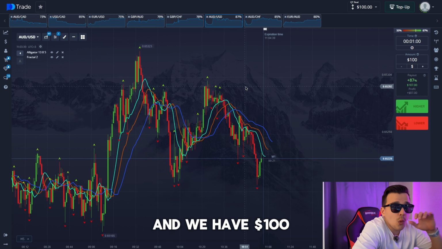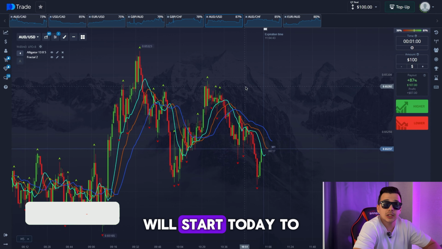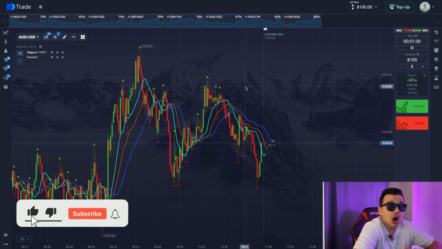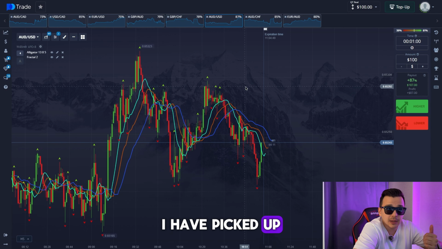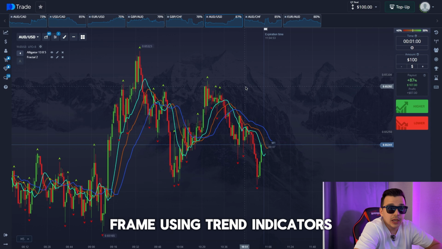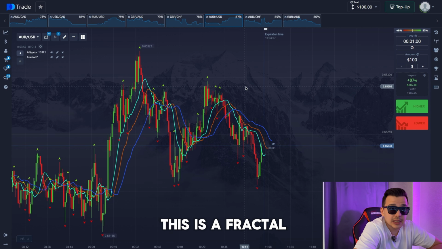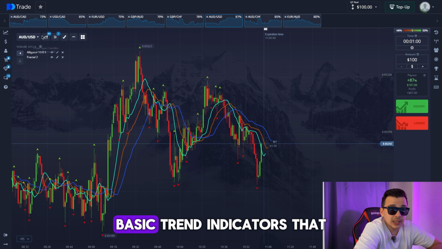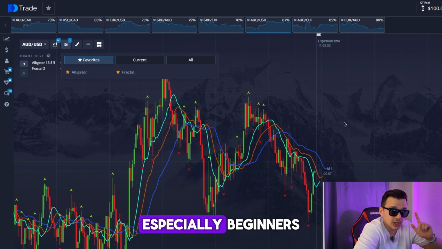And we have $100 on our balance. Exactly from this amount we'll start today to accelerate our deposit. All currency pairs with the most optimal character of movement I have picked up, and we open trades today on the minute time frame using trend indicators. It is alligator and this is fractal. Basic trend indicators that will suit everyone, especially beginners.